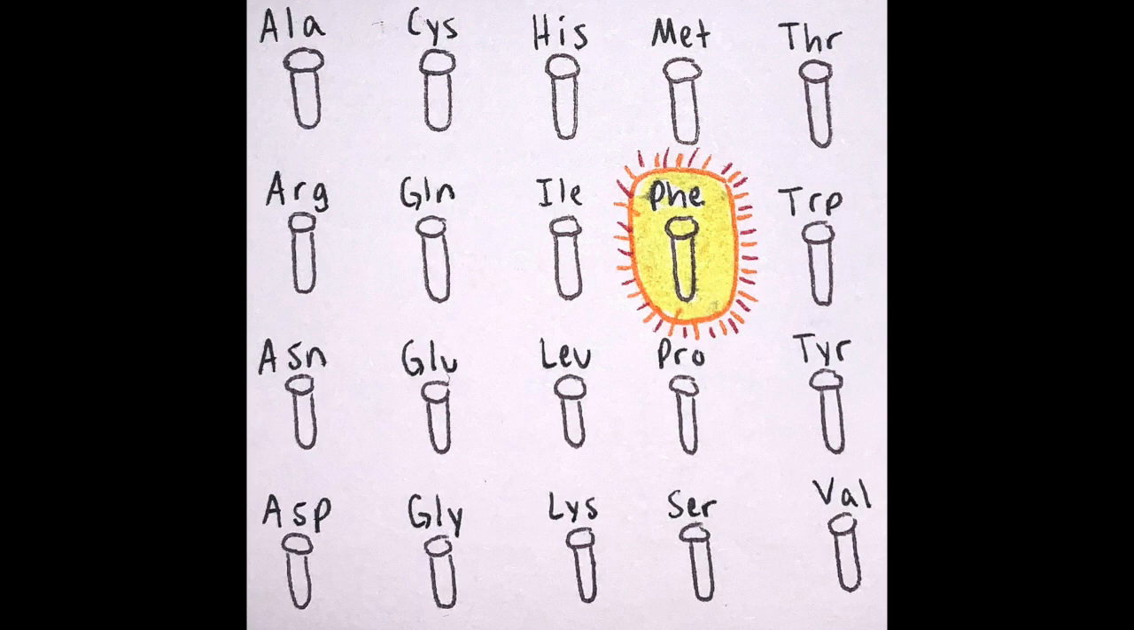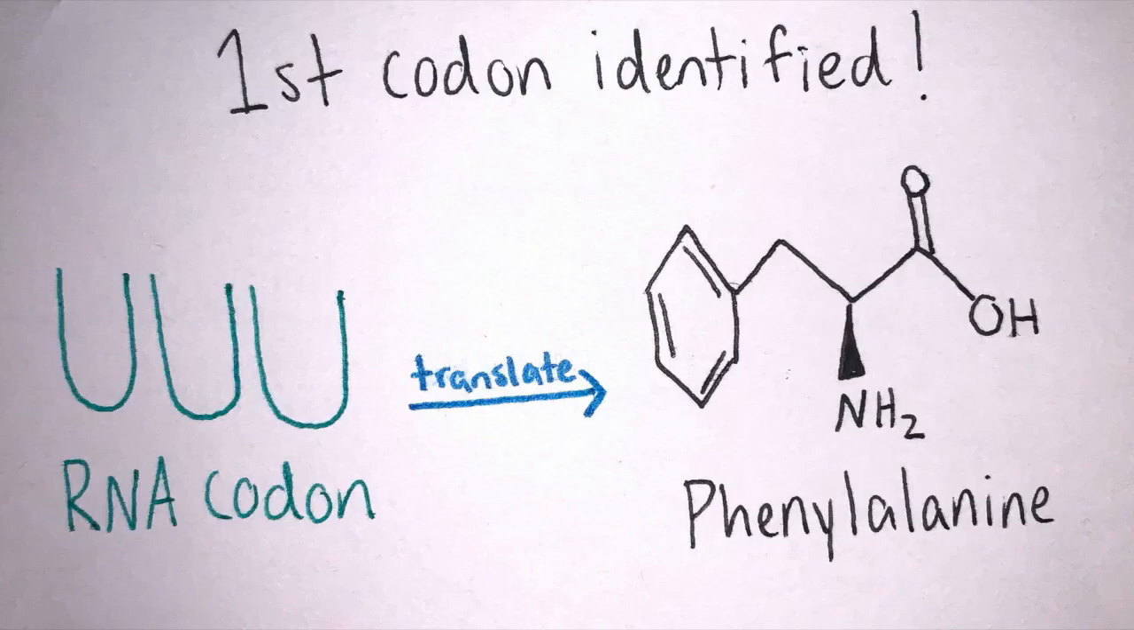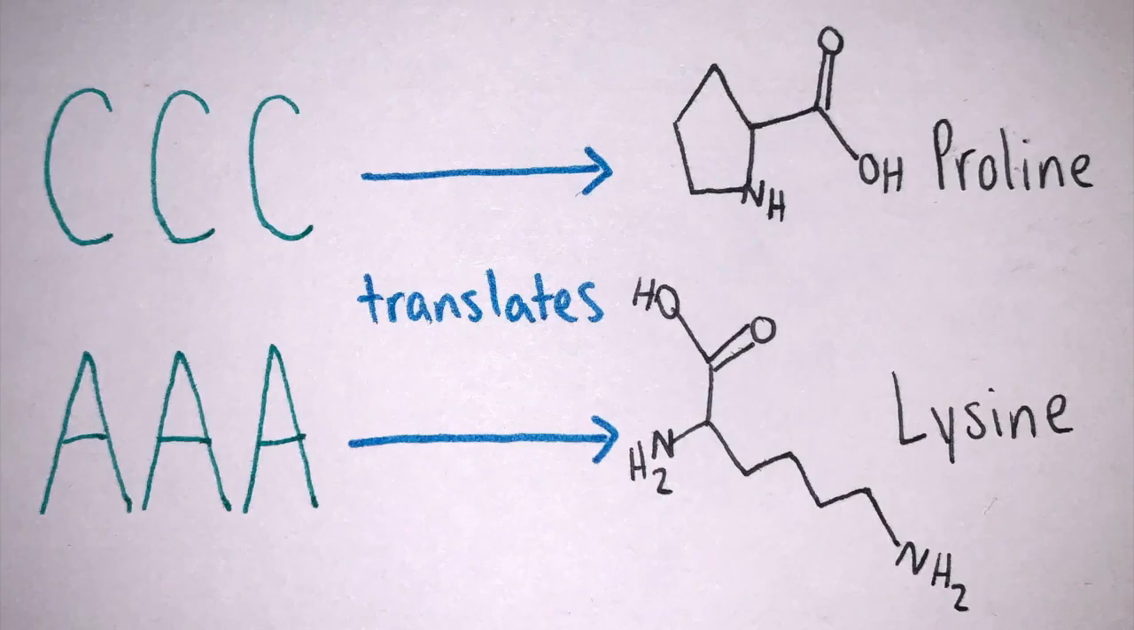The scientists observed radioactivity in the test tube that contained radioactive phenylalanine and proved that the codon UUU codes for the amino acid phenylalanine. In this experiment, they also identified the codons for proline and lysine using the same technique with different homopolymers such as poly-C and poly-A.